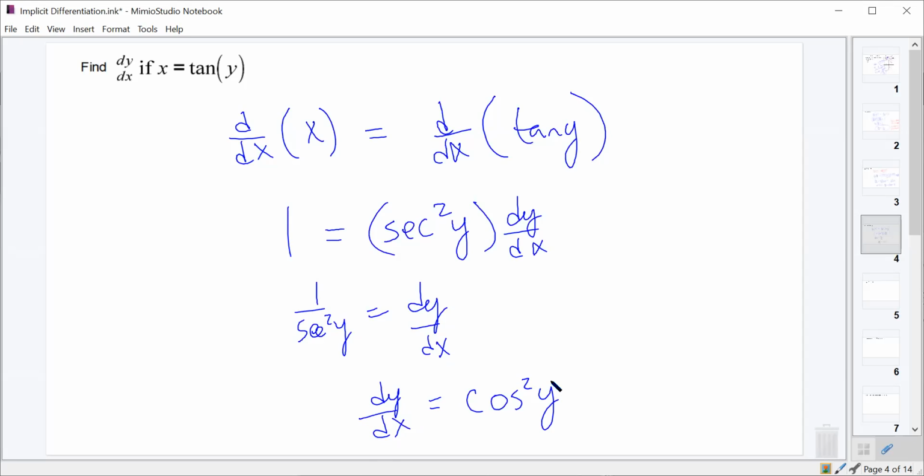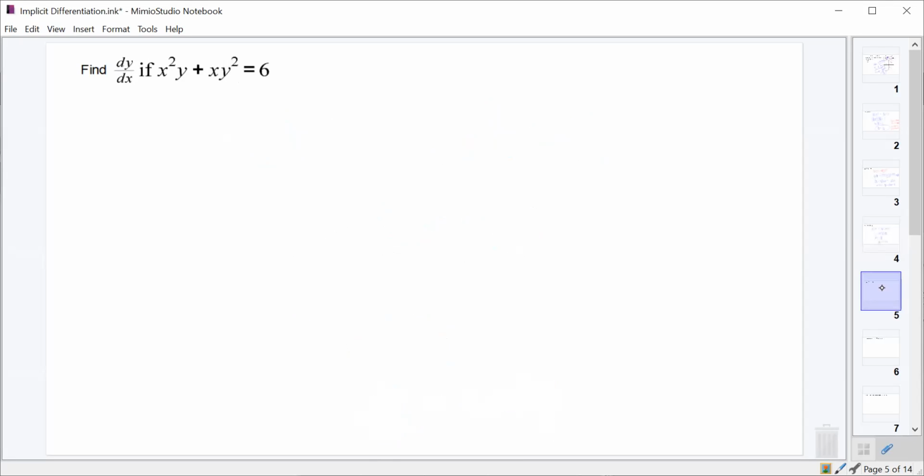Great. All right. Let's do another one that is a little bit more difficult now here. So we've got x squared y plus xy squared equals 6.